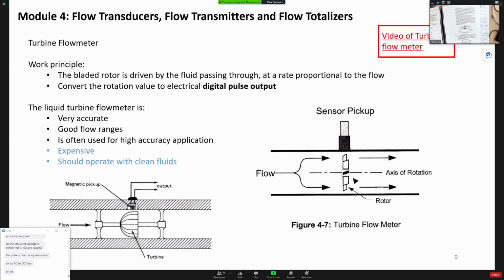But the main thing for this turbine flow meter is, if you look at this picture, you have to be able to identify it, because for sure I'm not going to write "turbine" down here. You have to understand it's a turbine flow meter, and that its output is a digital pulse.